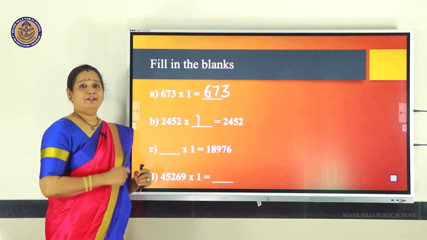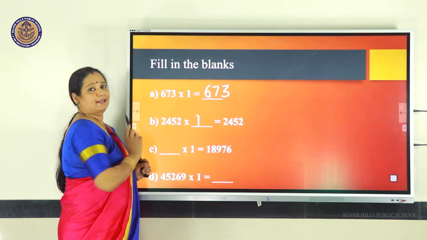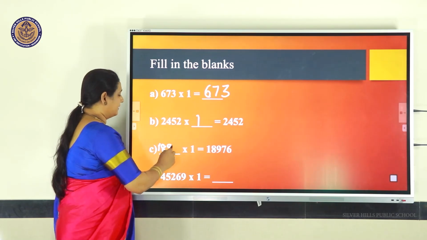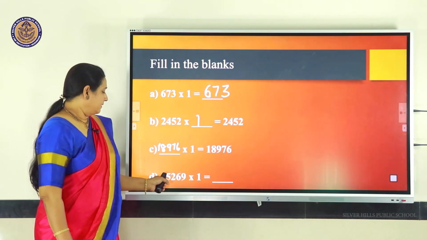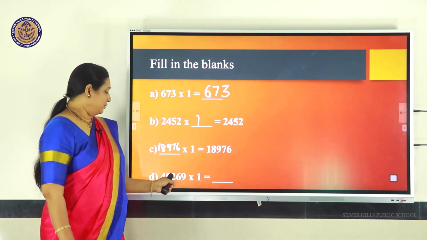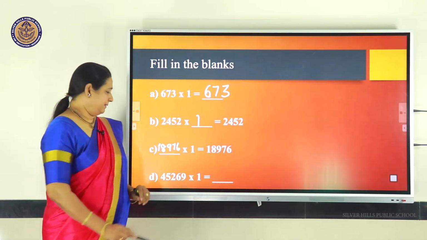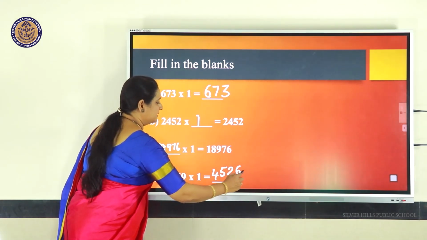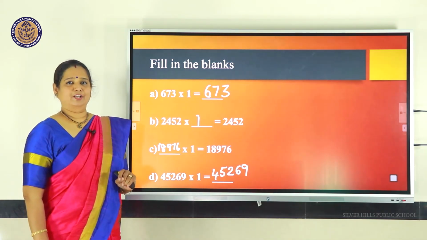Yeah, we are going to apply the first property of multiplication. That is, when we multiply any number by 1, the answer will be the same number. So that number is 18,976. Now the last one, 45,269 into 1. Yeah, when you multiply any number by 1, the product will be the same number. That is 45,269. Yes, we have finished the first property of multiplication.